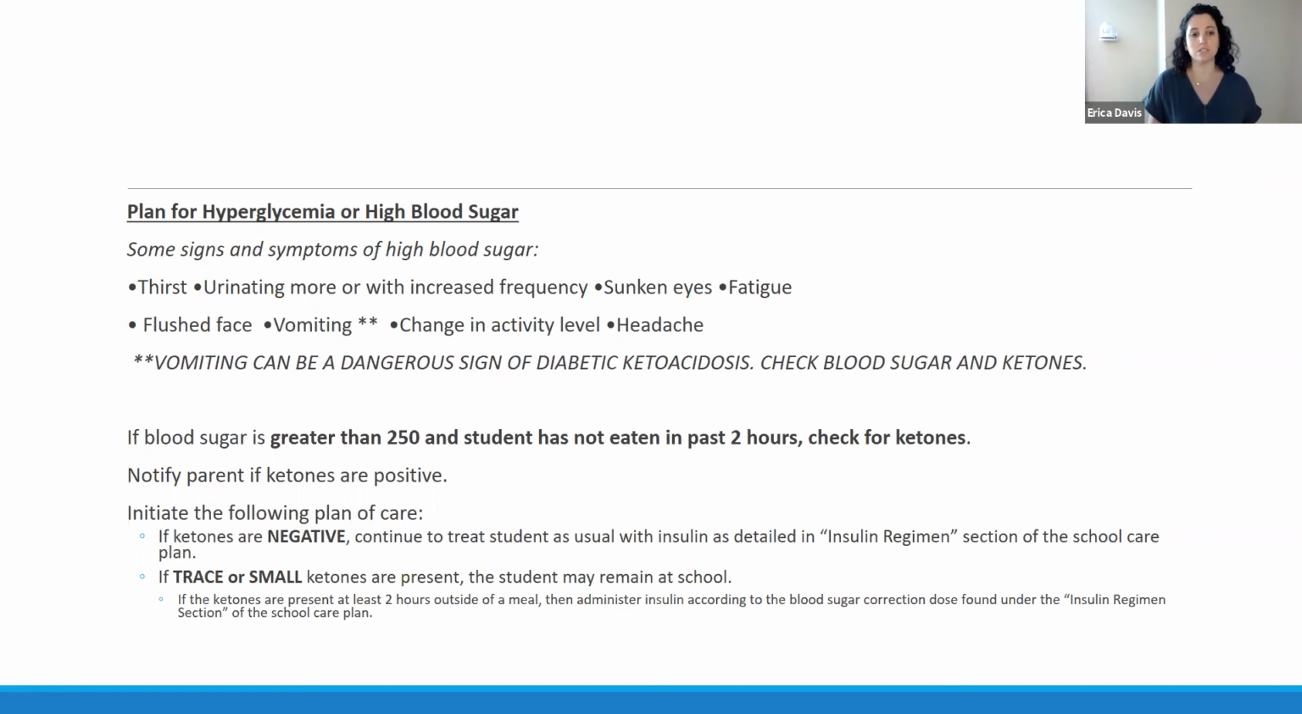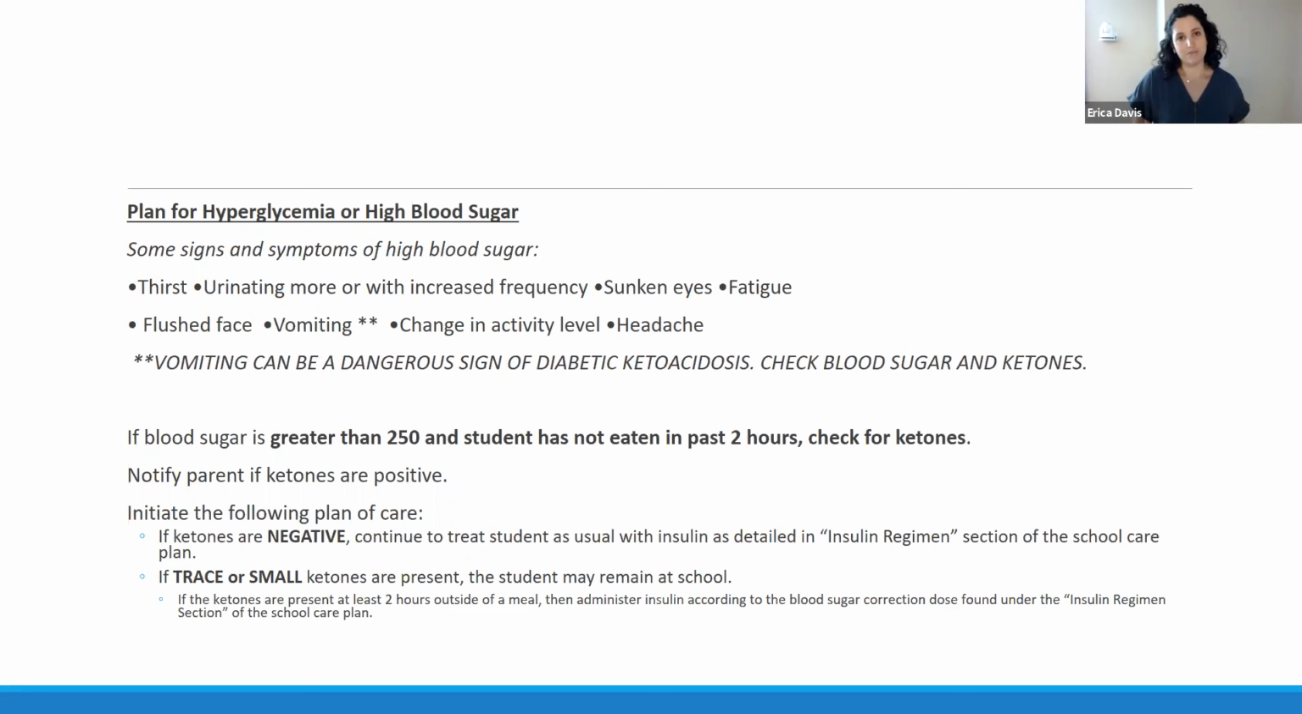If trace or small ketones are present, we do want to allow the student to remain at school. Our goal is to keep students in school as much as possible. Or I know now it's a little bit different, but when we're in person at school, we really want them to be there. We don't want diabetes to be keeping them from coming. So if we do have trace or small ketones, what we are going to do is administer insulin according to the blood sugar correction dose that's found under the insulin regimen of the school care plan.